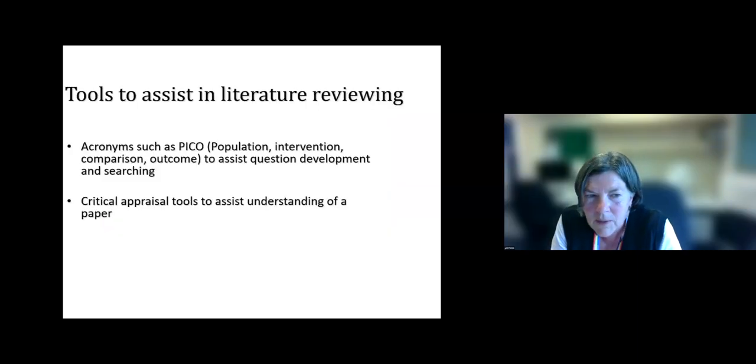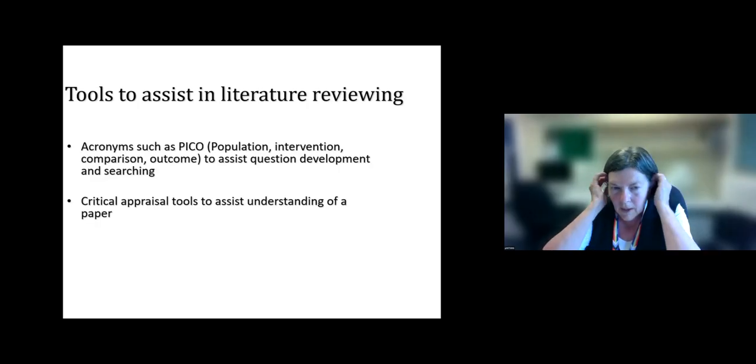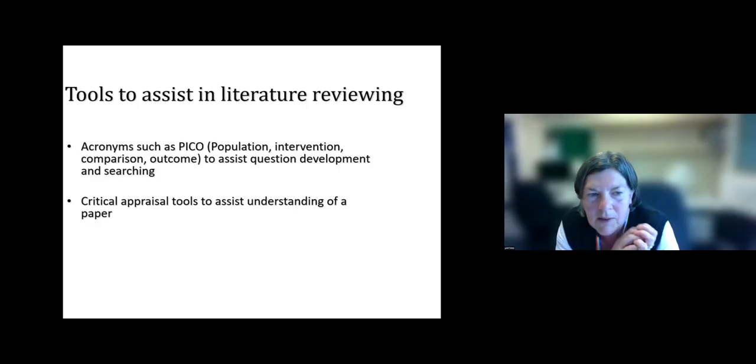In healthcare, we use a lot of tools to assist in literature reviewing, and I'd be interested to know if they are popular in other disciplines. I'm not a fan of all of them. For example, acronyms such as the PICO tool are really common. PICO means population, intervention, comparison, outcomes; that's what you've got to have in your research question.